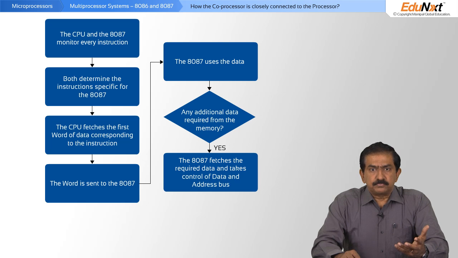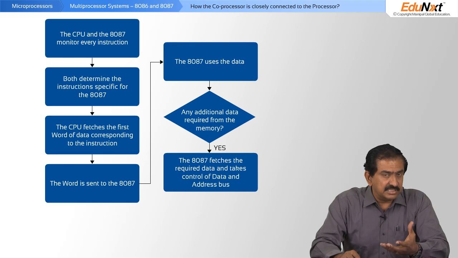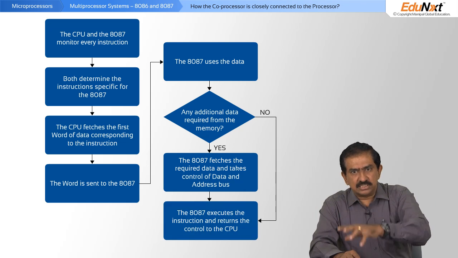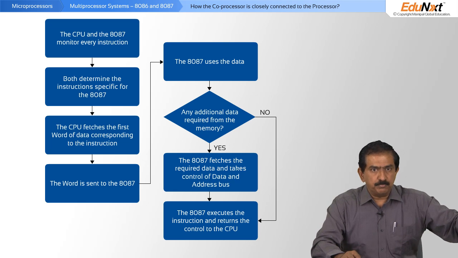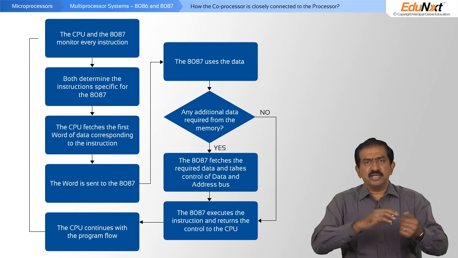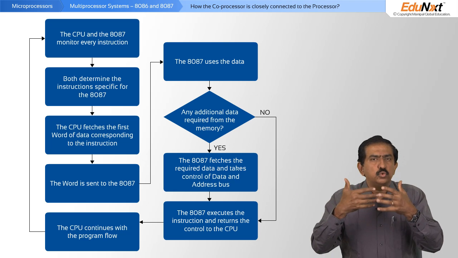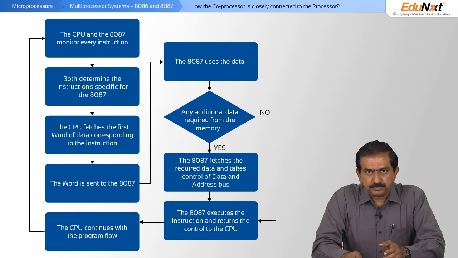And if at the end of this, hopefully the 8087 has all the needed data to execute the instruction, the instruction is executed and control is handed back to the CPU. The CPU continues with the program flow. Both of them again start looking at all the instructions. This is how the two really interleave and work with each other. They cooperate with each other in this manner.